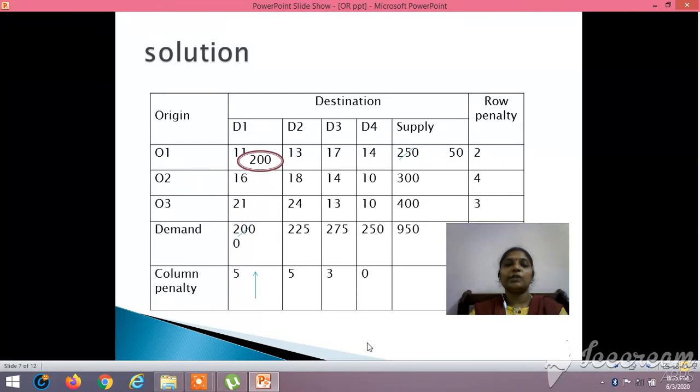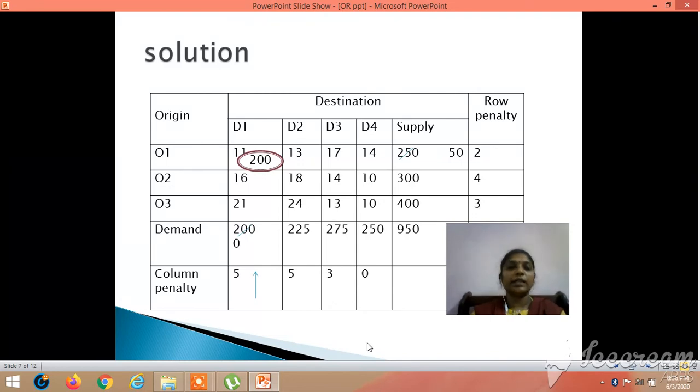So here I am going to allocate the demand. I am taking the first column, the D1 column. The unit costs are 11, 16 and 21. Among these you choose the least value, that is 11. That least cell corresponds to the first column and the first row. The first column demand is 200 and the first row supply is 250, so the minimum is 200. You can allocate 200 in the first cell. The first column is fully satisfied, so you eliminate the first column. The first row has a remaining supply of 50.